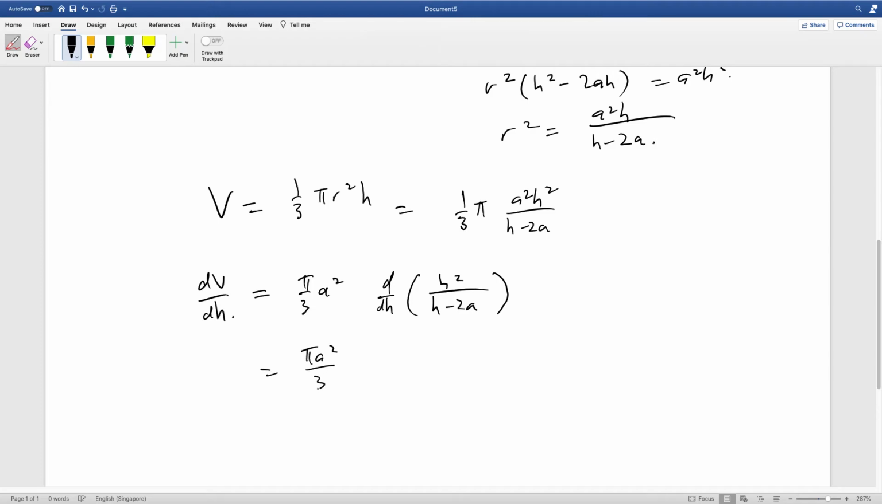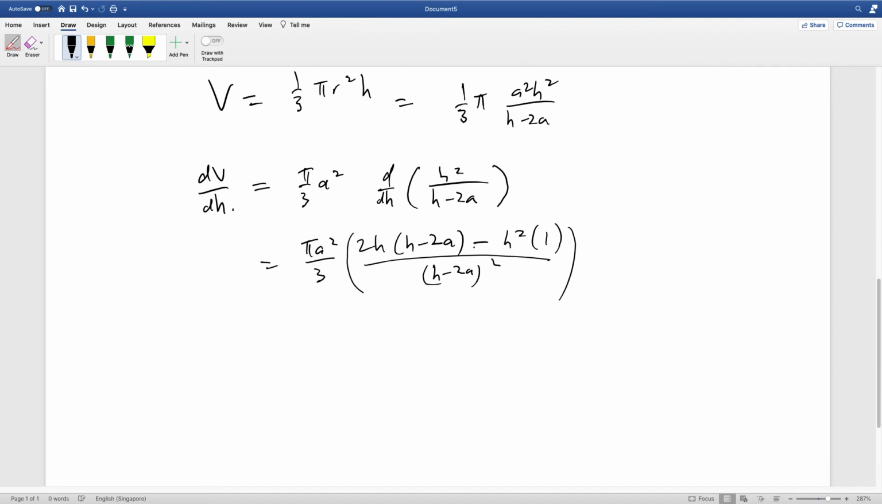So we have pi A squared over 3, and then the quotient rule: f prime g, which is 2H times H minus 2A, minus g prime f, which is H squared, all over H minus 2A squared. We simplify it: 2H squared minus H squared gives you H squared minus 4AH, over H minus 2A squared.